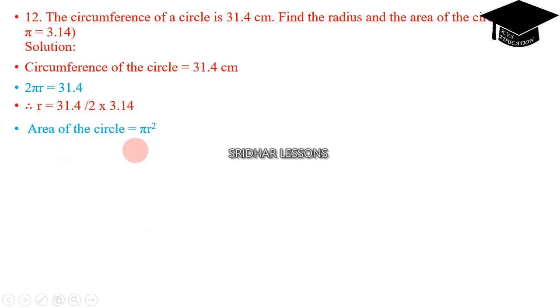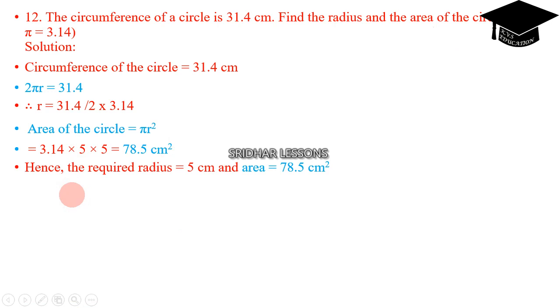But the area of the circle is equal to pi r square. This is the formula. That means 3.14 into 5 into 5, which is equal to 78.5 centimeters square. So the required radius is equal to 5 centimeters. Here we have got the value, and area is equal to 78.5 centimeter square. Observe the problem carefully.